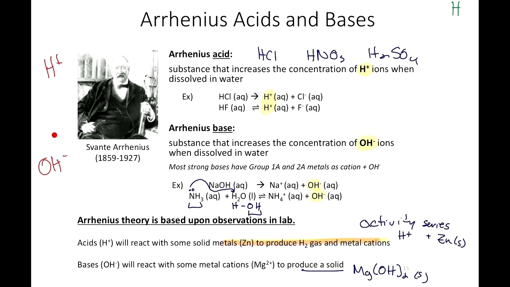And the reason this happened is because these conclusions were made solely on observations. If a solution produces H+, it'll react with zinc by making bubbles. But if it doesn't make bubbles, then it's not an acid. Versus if you have a solution that has hydroxide present, it will make a solid when mixed with magnesium 2+ cation. It makes a solid. And if that's not present, then you won't see that observation. So this was solely based upon observations. It's the least useful of our definitions of acid-base theory.